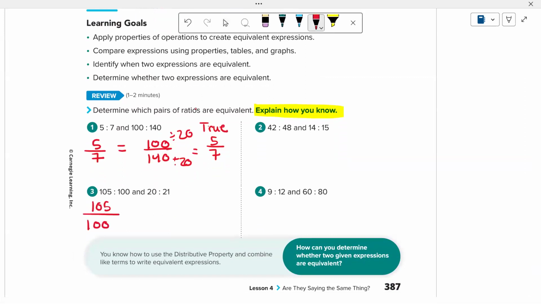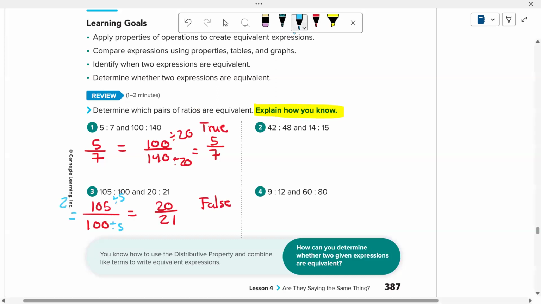105 over 100. Does that equal 20 over 21? I could tell looking at that it's going to be false. That's me though. Notice I didn't explain any of these. I better explain. So I divide each by 5, and that gives me 21 over 20, which is not the same, so false.